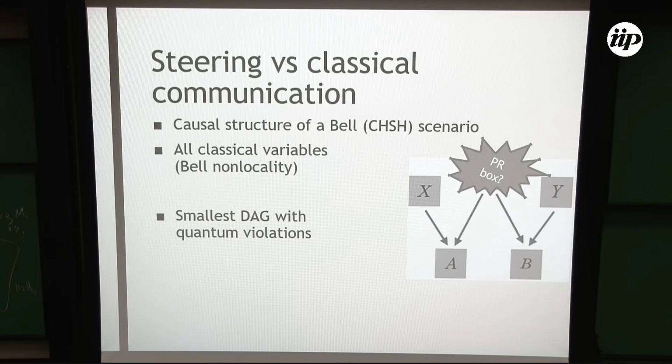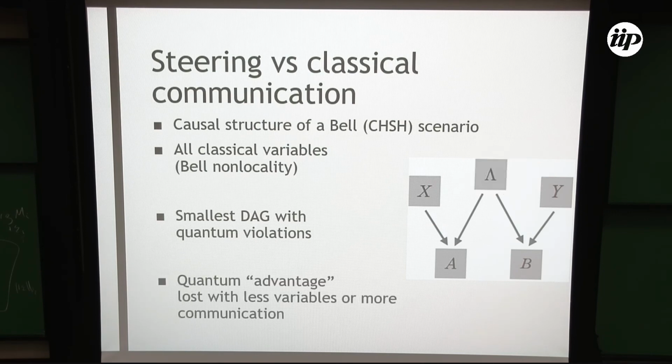And then, of course, if you trade that for a PR box, we get even post-quantum results and so on. Now, if we take this scenario and try to remove one of these variables here, you don't really see any advantage anymore. If you remove the y, for instance, you don't get any quantum advantage, or if you add more communication, then the classical thing can reach everywhere. You also don't see any quantum advantage in those two examples.